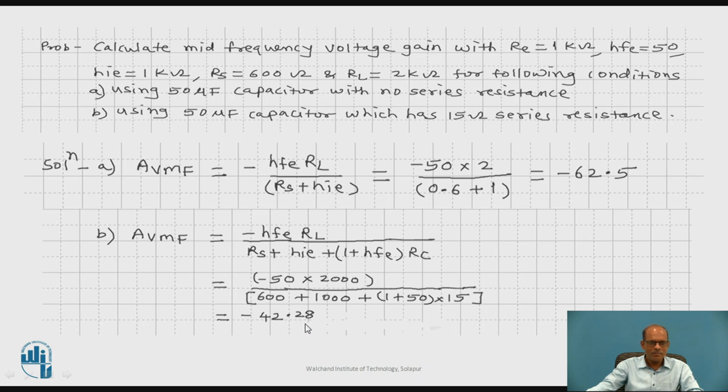Now you can compare the results in A and B. So the mid frequency voltage gain is reduced as compared to the result in A, because in part A we have assumed that coupling, that bypass capacitor, is ideal. And in part B, it is a practical capacitor with the 15 ohm series resistance.